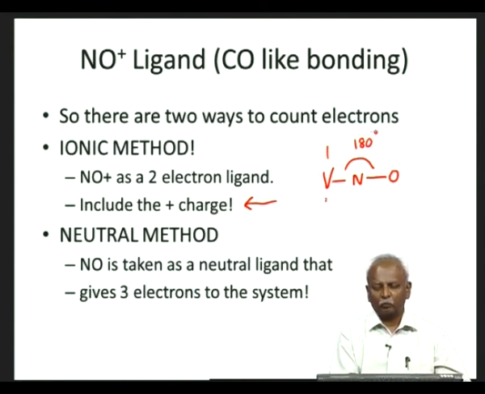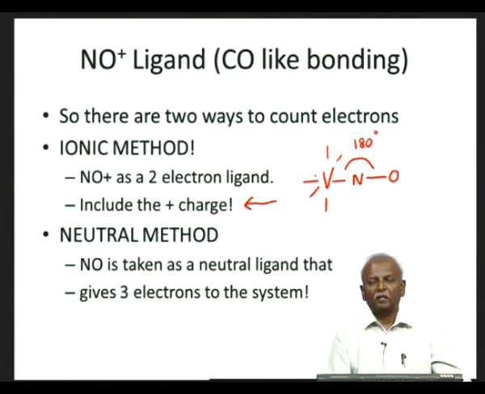All the other carbon monoxides are also bonded in a linear fashion, and then you have nitric oxide behaving like carbon monoxide. And so, in the neutral method, we said that it gives 3 electrons to the system as a whole.